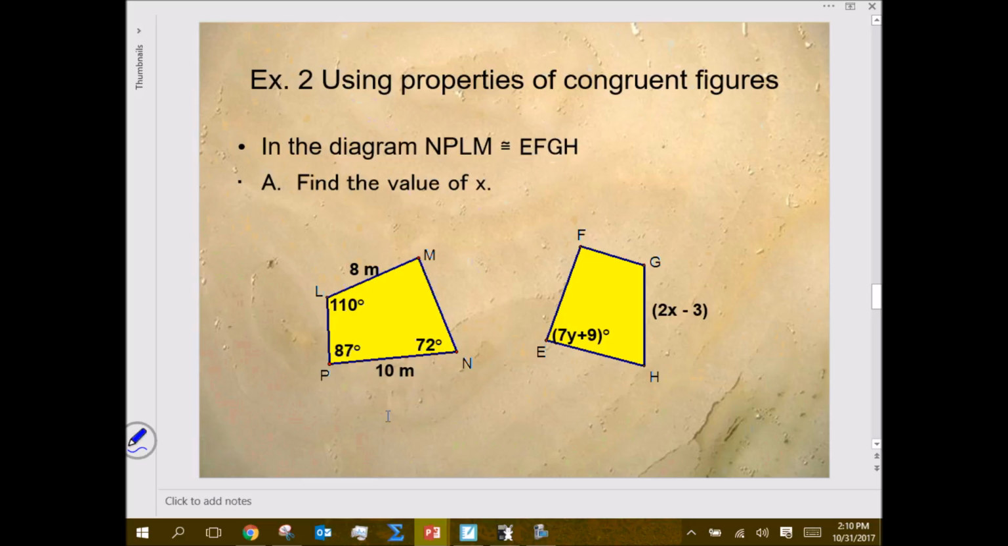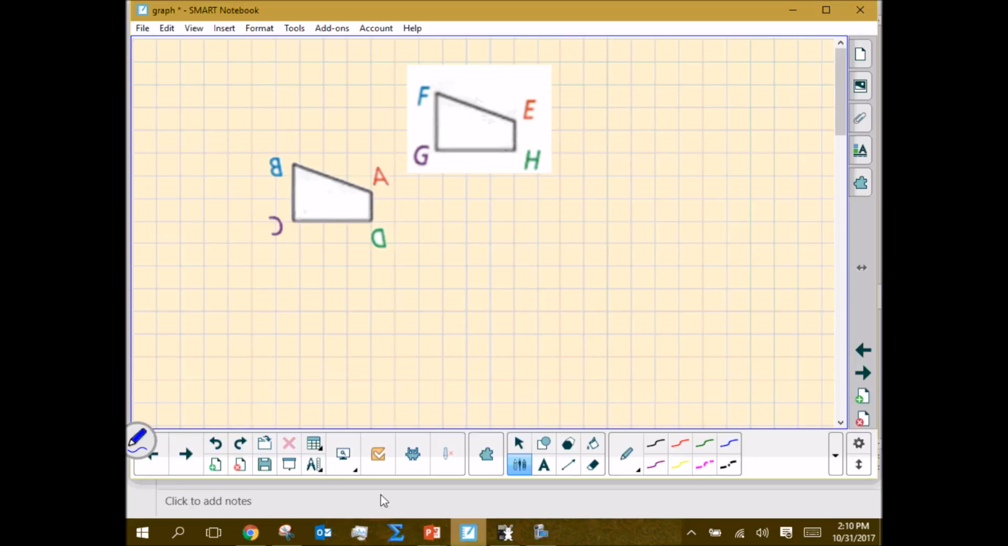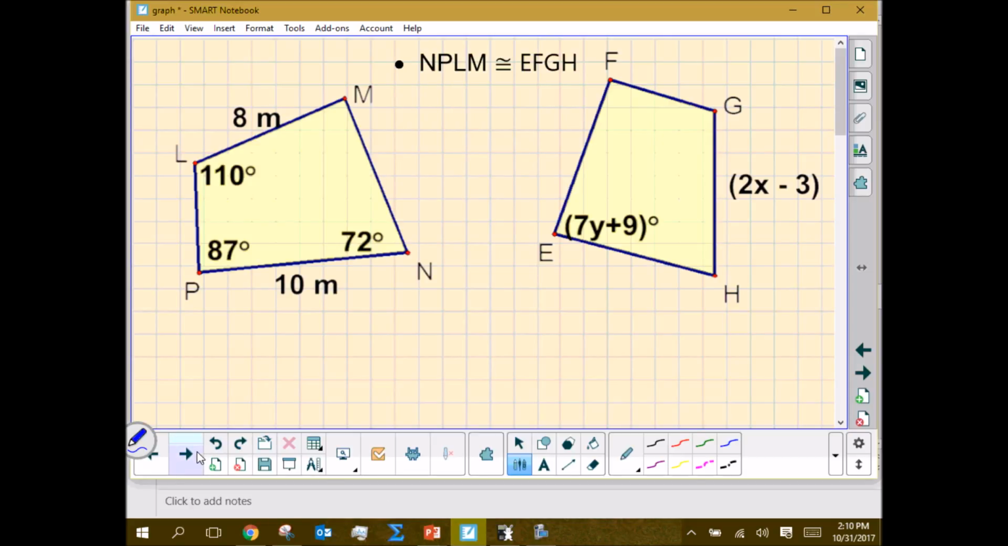All right. So here's the question. It says using properties of congruent figures. What's the C stand for again? So we've got this picture, and they give me a picture, and they also give me a congruency statement, right? And then I start plugging in values and expressions for these things, and I should be able to come up with an argument that tells me what X is and what Y is.